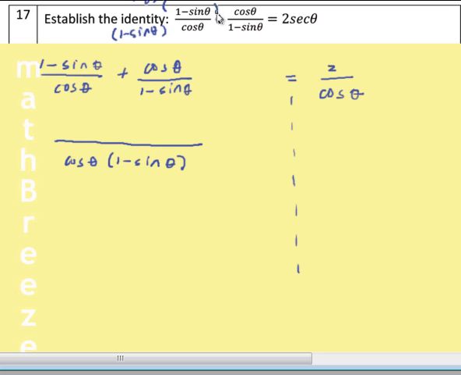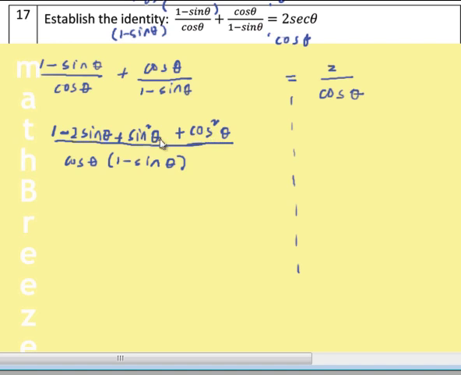And I'll multiply out that numerator, so we have 1 times 1 for the first. For the middle, we have minus sine theta plus minus sine theta, that's minus 2 sine theta. And last times last, that would be plus sine squared theta. Let's look at the second fraction. We're going to multiply top and bottom here by cos theta to get that common denominator. So here we have plus cos squared theta.